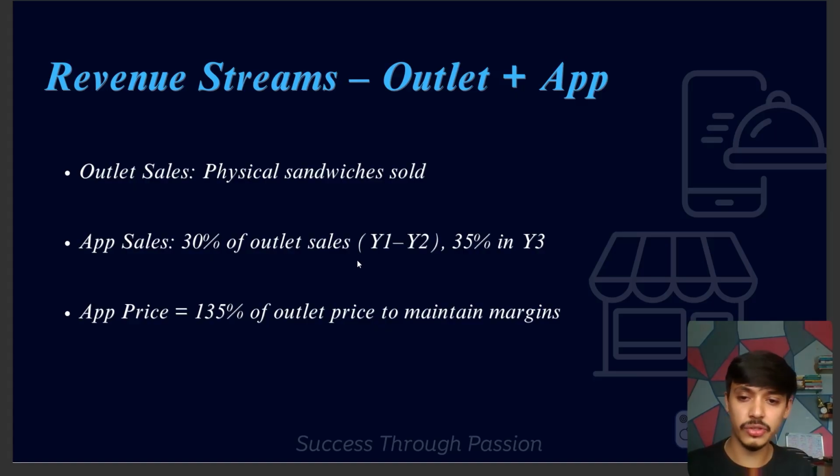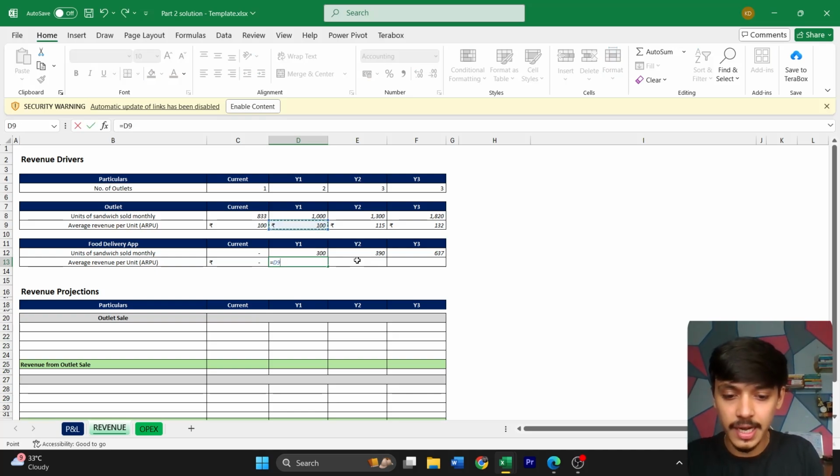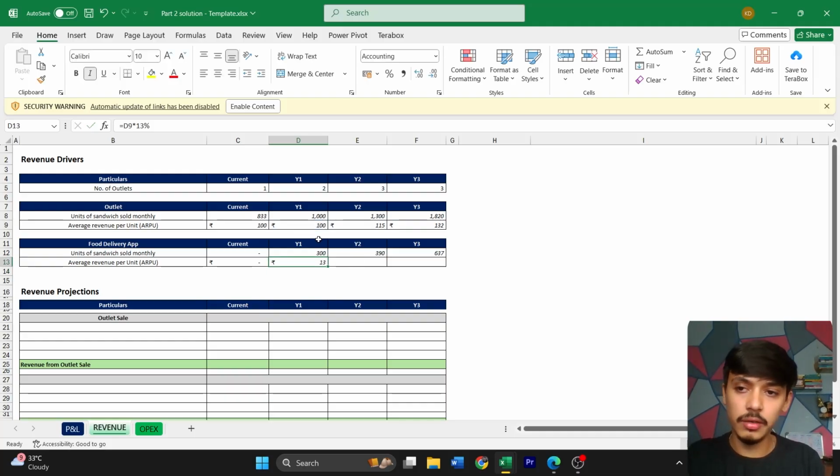So here, to make some extra revenue, we have priced it at 135% of what will be the outlet price, and slowly and gradually expand more into food based delivery. So now we plug in the ARPU on the food delivery app. We saw that it is priced at 135%, so that is 135 percent of the price of the outlet. In year one we are going to have a price of 135. In year 2 and 3 we are going to have 155 and 179. So that way you model out the entire ARPU of the food delivery application.